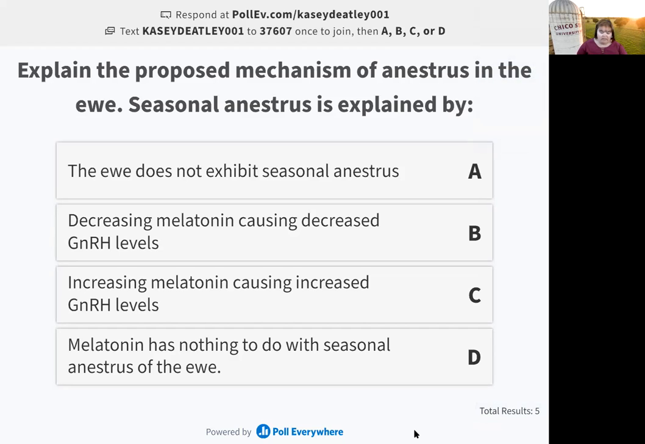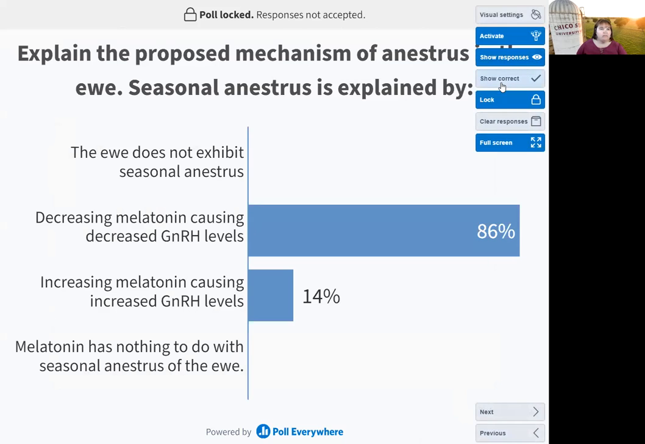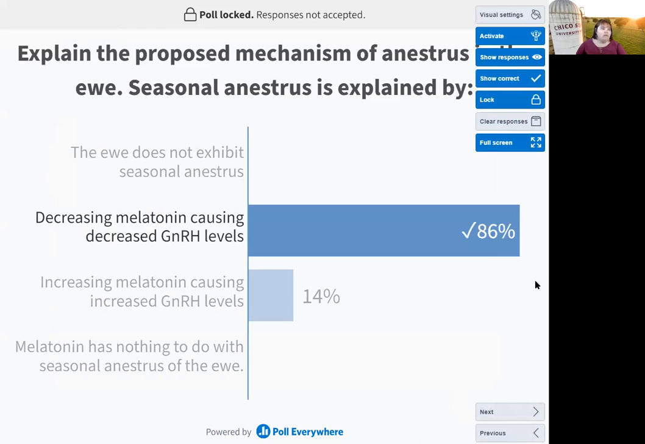All right, let's go ahead and get those answers in, guys. Okay, we'll lock these in. All right, so if you guys picked B here, or the second choice, decreasing melatonin actually causes decreased GnRH levels, then you are correct. So I think that one of the issues here is that we're just not fully understanding the question, and you guys can chime in and confirm or deny that for me.